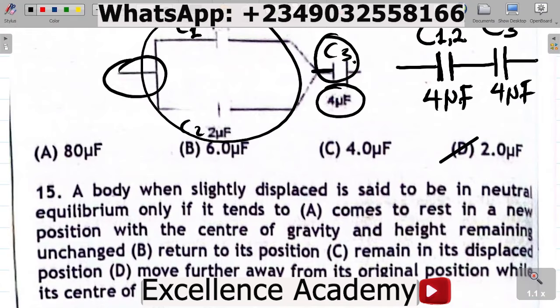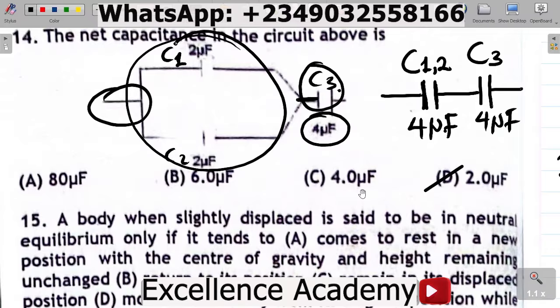So you have this. All right, so this is how we solve this. You want to take note that the way we solve capacitors in parallel is opposite the way we solve resistors in parallel. I've explained that in our previous class. I'll leave a link in the video description.